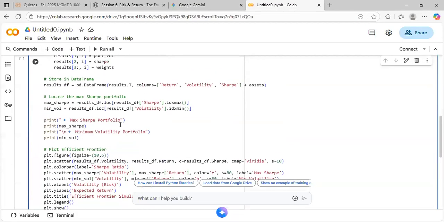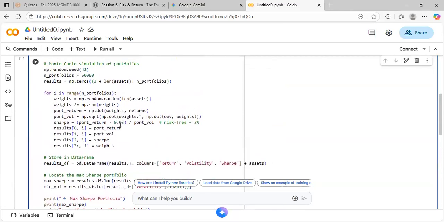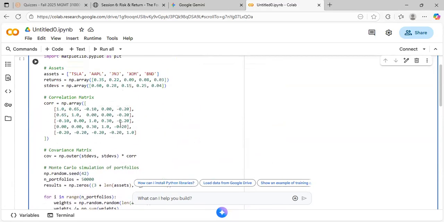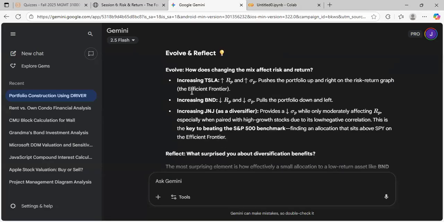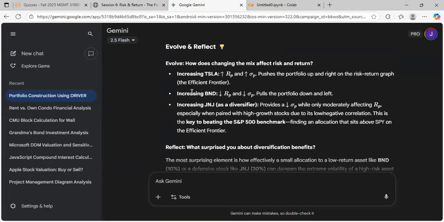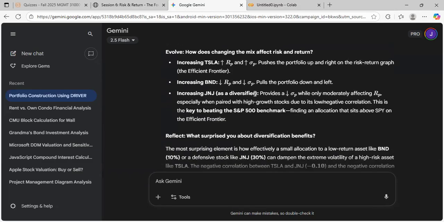So here's the graph once again. For how changing the mix affects risk and return: if we increase Tesla, it increases the RP and the OP, and it pushes the portfolio up and to the right on the risk-return graph, which is the efficient frontier.